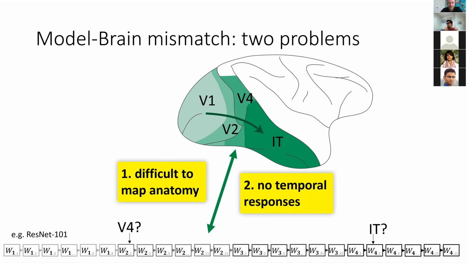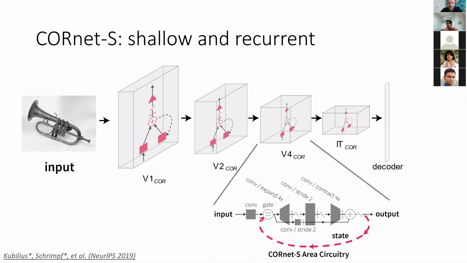For CORnet-S, for instance, this does not happen because everything is pre-committed. So CORnet-S has this pre-anatomical mapping, which blocks correspond to which cortical regions in the brain.